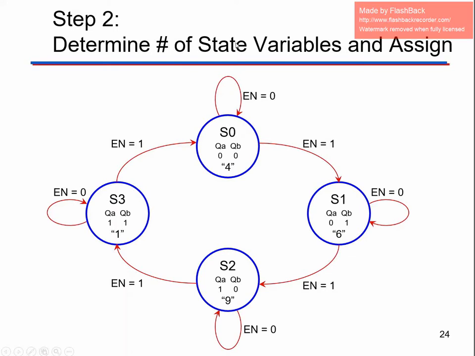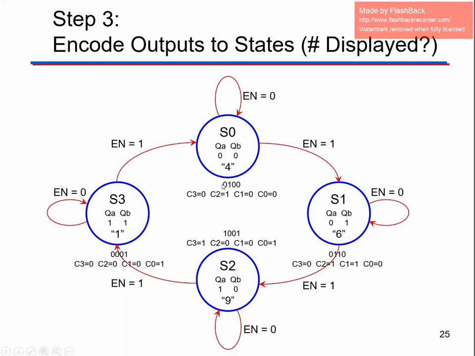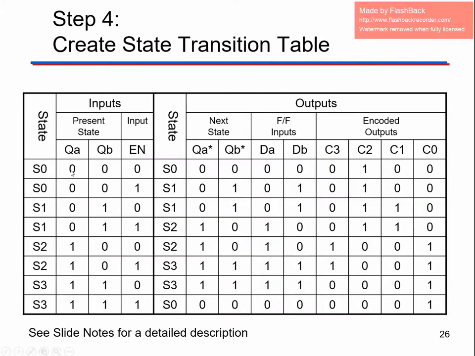And then we need to determine a number of state variables and assign them. So 0, 0, 0, 1, 1, 0, 1, 1. There's our 4 state variables. So then 0, 1, 0, 0. Now why are there 4 here? So we have our inputs. 0, 0, 0, 1, 1, 0, 1, 0, 1, 1. Enable flips to the next state. State 0, state 1, 1, 2, 2, 3, 3, 0.